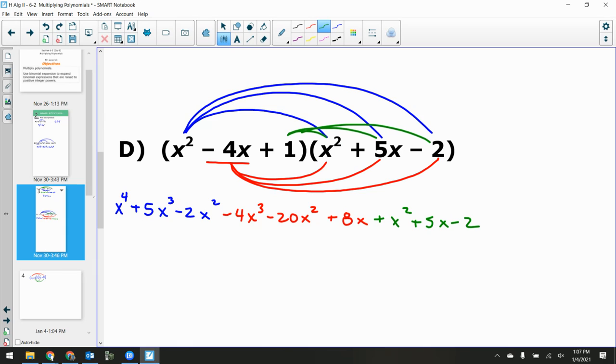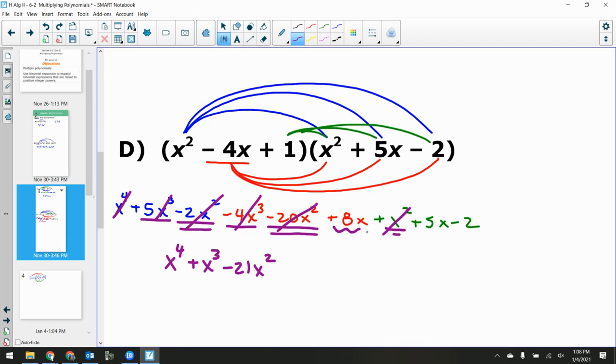And now we combine like terms. The biggest power that I see is an x to the fourth, and there's no more of those. I like to cross them off as I go. I see a 5x to the third, a negative 4x to the third, to make just an x to the third. Those are gone. A negative 2x squared and a negative 20x squared and a positive 1x squared. That gets me a negative 21x squared. Those are gone. 8x and 5x make 13x. And then bring down our minus 2. All terms are accounted for.